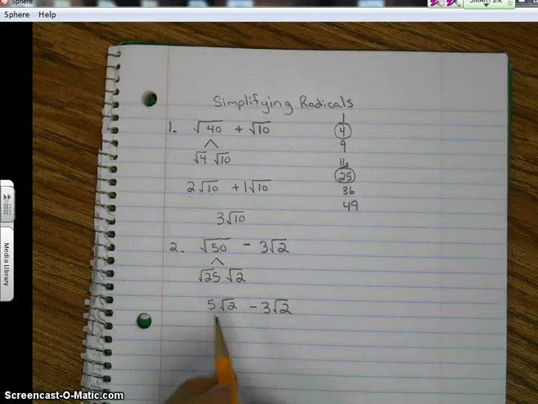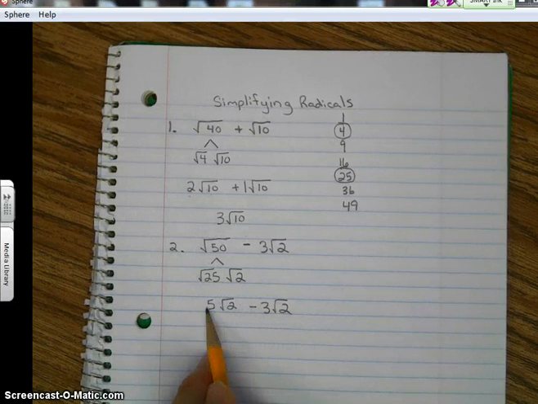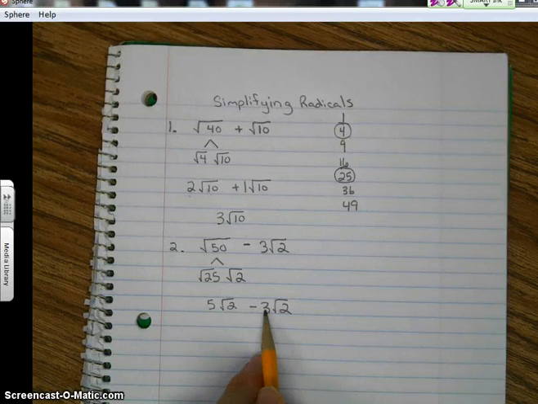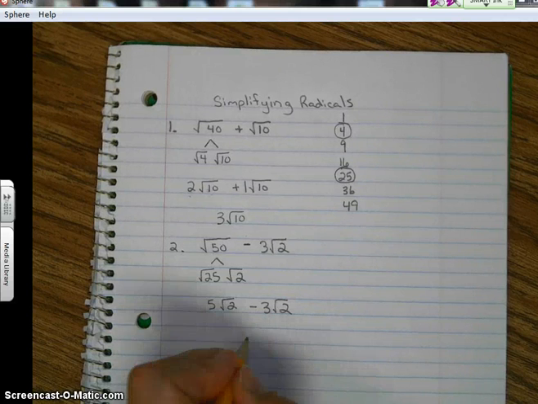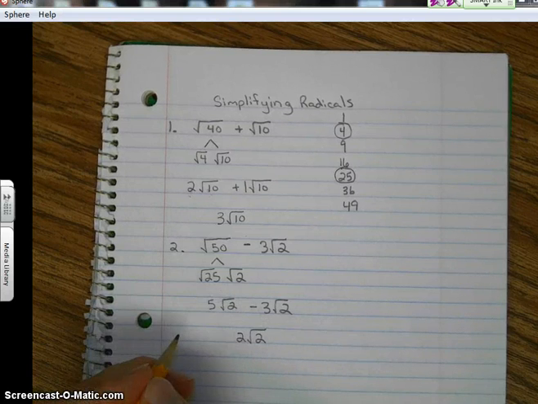And remember, when adding and subtracting, the radicals don't change. It's the leading coefficients that you add and subtract. So 5 minus 3 is 2, and the radical stays the same.